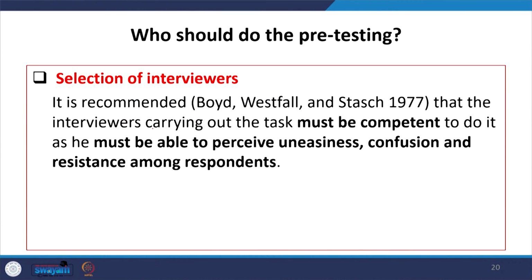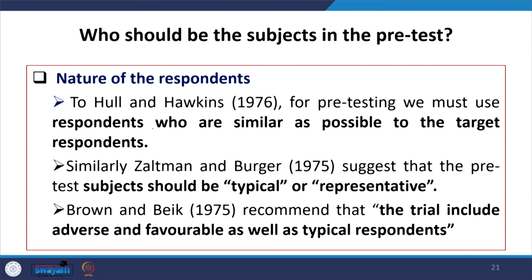It is recommended by the work of Boyd and Westphal in 1977 that the interviewers carrying out the task must be competent to do it, as he or she must be able to perceive uneasiness, confusion and resistance among respondents. These are required to be tested from the beginning. Otherwise, at the full scale survey those might be disturbing.